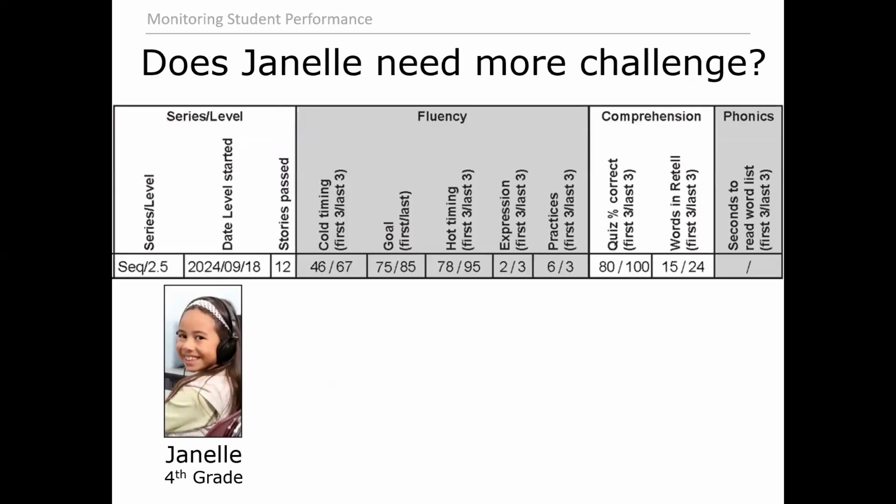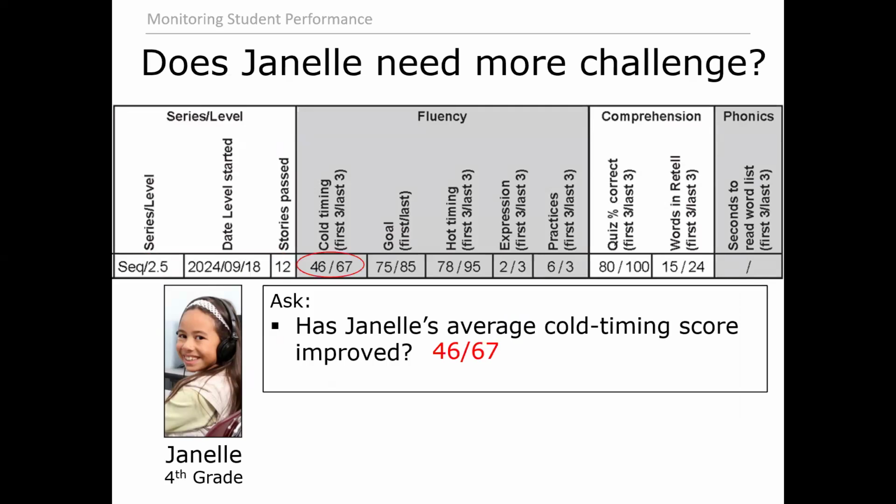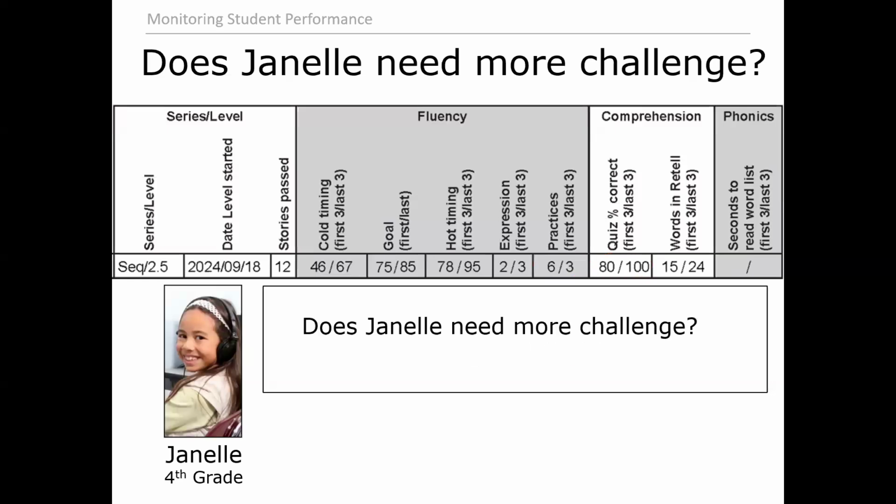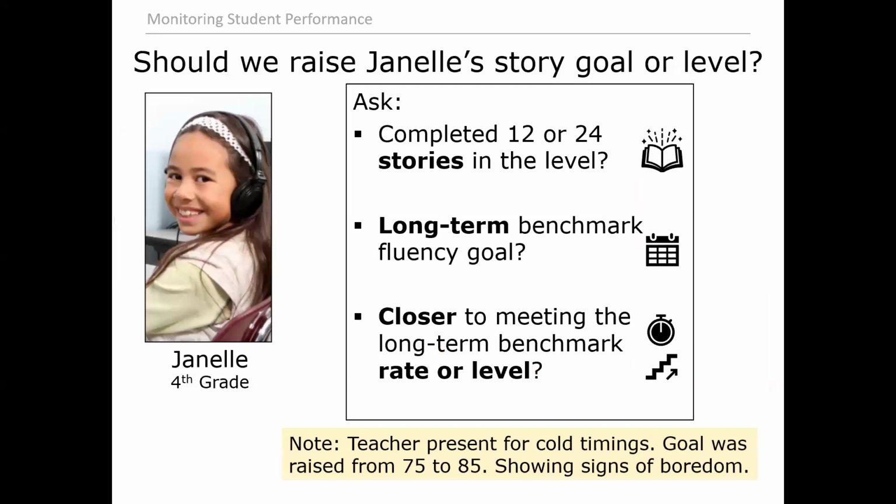So let's take a look at Janelle. She's a student who's made huge gains. So we're just going to end with Janelle because she's the student everybody wants. She's had huge progress in cold timing, huge progress in past timing. We've already raised her goal once. The difference is 10 or more. I mean, just everywhere. One thing I want to note with this example is she has 100% on average on her quiz. So the practices have also been cut in half. So she obviously needs more of a challenge.